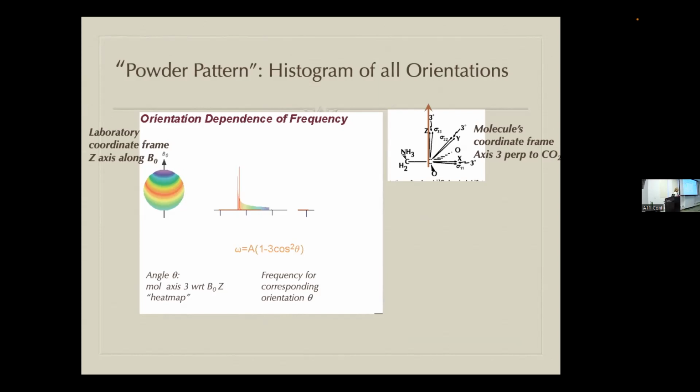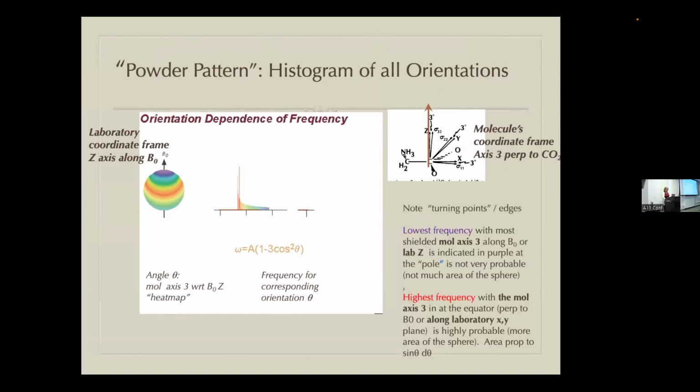There's an equation that relates the two to each other. We're going to derive that. So just don't worry about where it came from, because that's our job. It's coming right up. But I do want you to notice the intensities of the line. The lowest frequency, most shielded, molecular axis 3, when it's along B naught or the lab Z axis, is indicated in purple. That's the pole. There's not a lot of space at the pole. So there's not a lot of intensity in that purple bit.